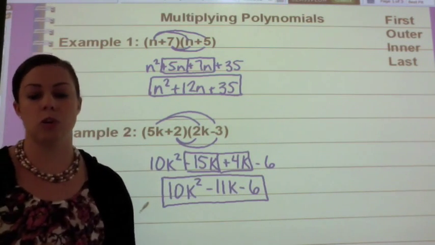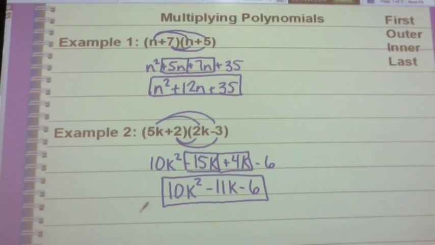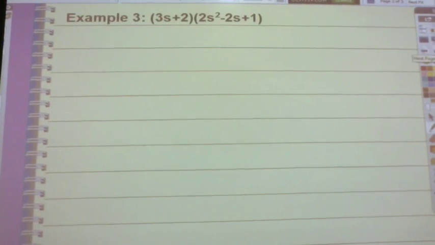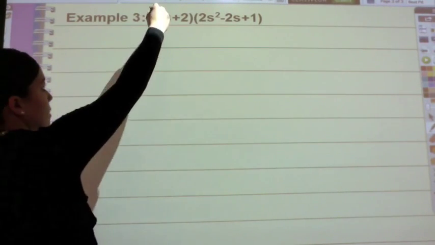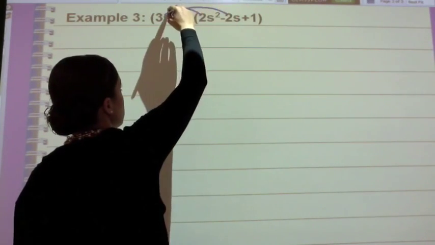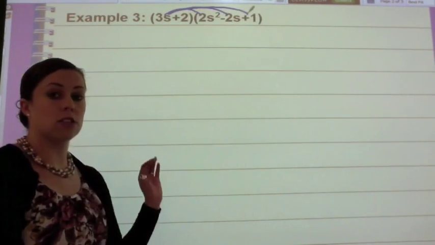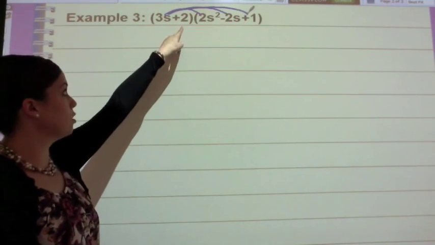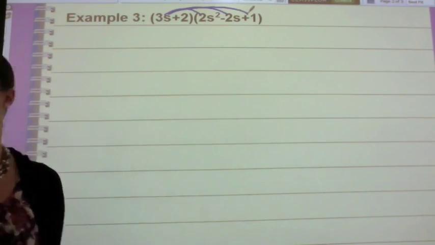Okay, so let's look at two more examples. Example 3 is 3s plus 2 times 2s squared minus 2s plus 1. This one is not called FOIL because it's not two binomials, but it's the same concept. The 3s is going to be distributed to all three of these terms. I like to show the arrows on the top, and then when we distribute the 2, we're going to show the arrows on the bottom.